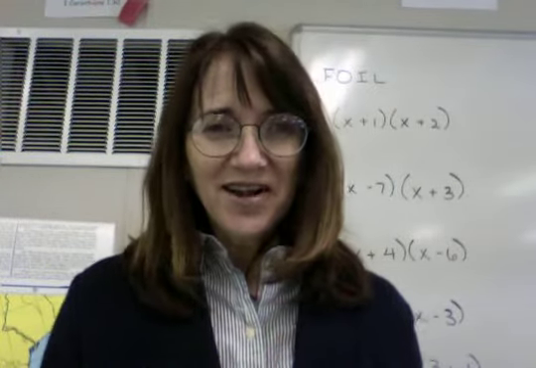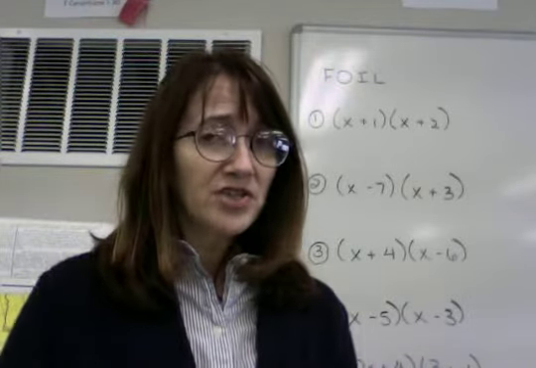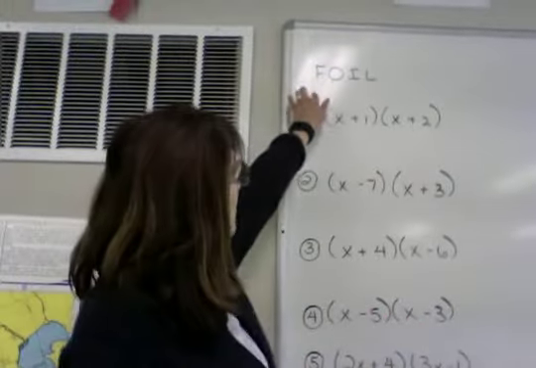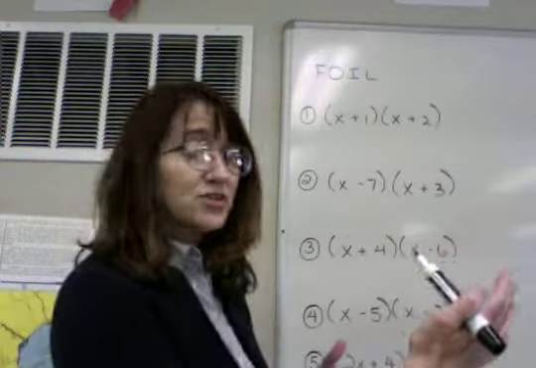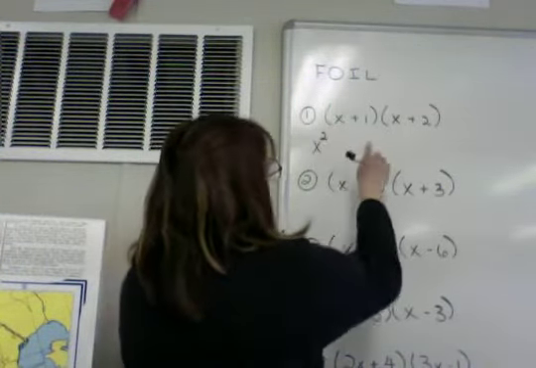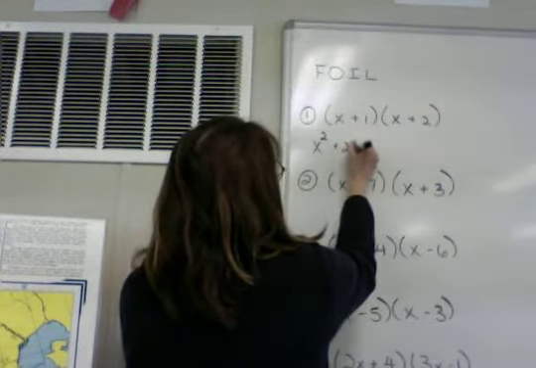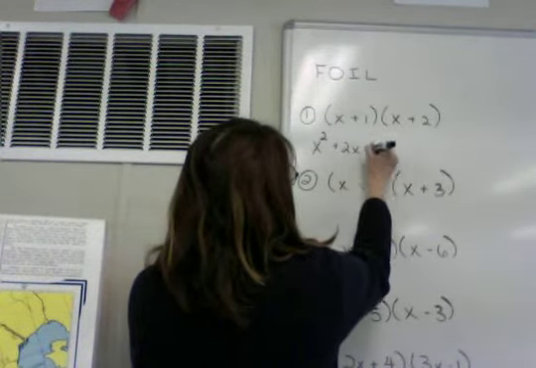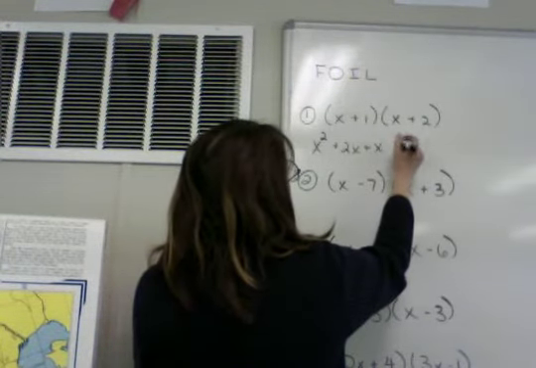So, let's start out with this one. Just use the FOIL method. Remember, we used this in the previous chapter, chapter 9, for multiplying binomials. FOIL means first, outer, inner, last. When I multiply my first terms, that becomes an x squared. I multiply my outer terms, and that becomes a 2x. I'll multiply the inner terms. That will become just an x.